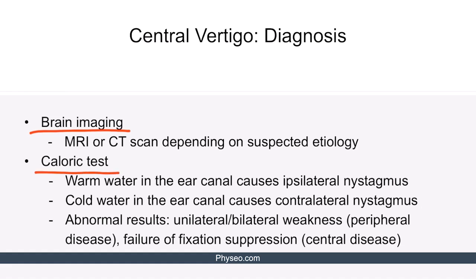Caloric test is another diagnostic test used to document the vertigo and nystagmus. Installation of warm water in the ear canal causes ipsilateral nystagmus. In other words, slow phase of the nystagmus will be directed away from the instilled ear, while fast phase will be directed toward the instilled ear.